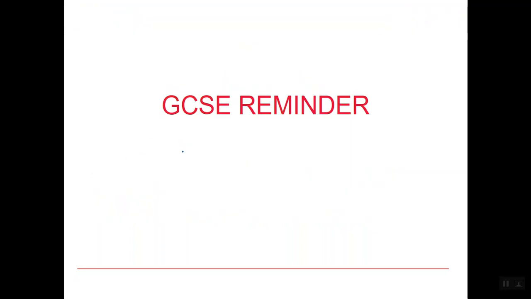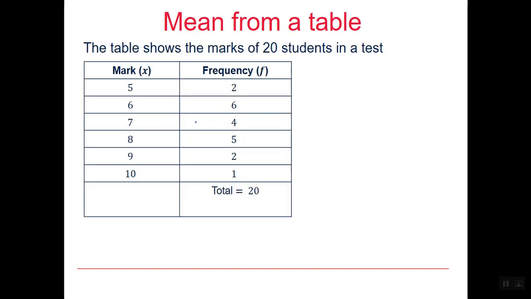Because we're now going to look at averages and spread of discrete random variables, it's worth looking back to see what we did at GCSE. So this kind of question should be very familiar to you. We're being asked to work out the mean of a group of 20 marks in a test.